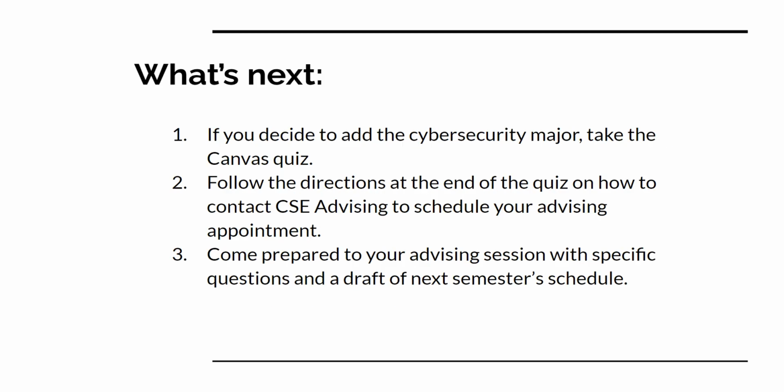What's next? So if you went through this video and you are interested in changing to cybersecurity, your next step is to take the Canvas quiz. Follow the directions and the instructions at the end of this quiz. And then you can contact CSE Advising to schedule an appointment if you are not sure who your advisor would be. Come prepared to your advising session with specific questions you might have. And if you decided after this video you don't want to change to cybersecurity, that is totally fine. At least now you know all the different ins and outs of it.